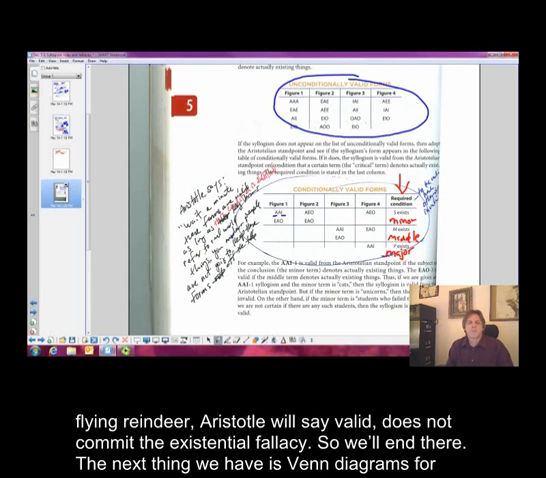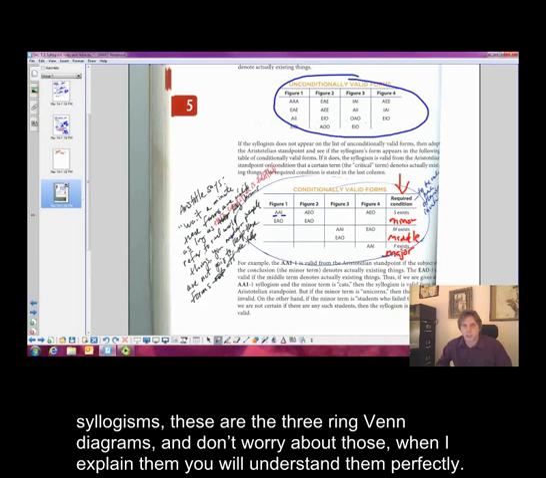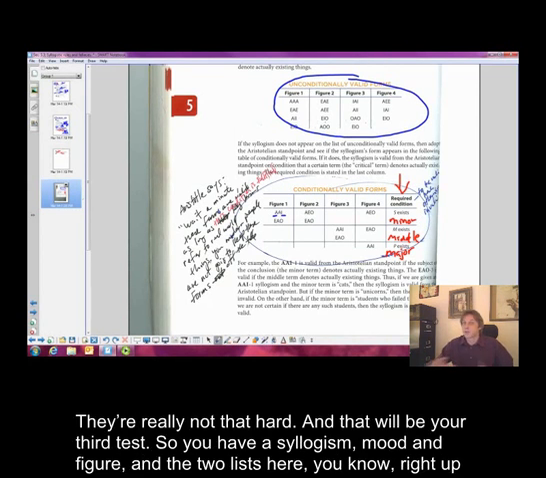Okay, so we'll end there. The next thing we have is Venn diagrams for syllogisms. These are the 3-ring Venn diagrams. And don't worry about those. When I explain them, you will understand them perfectly. They're really not that hard, and that'll be our 3rd test.